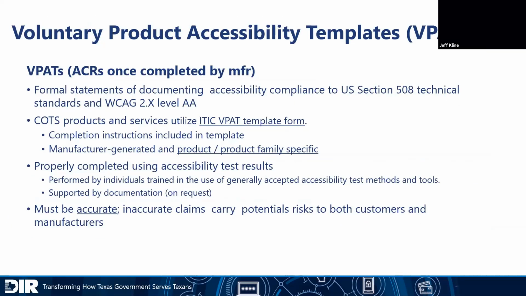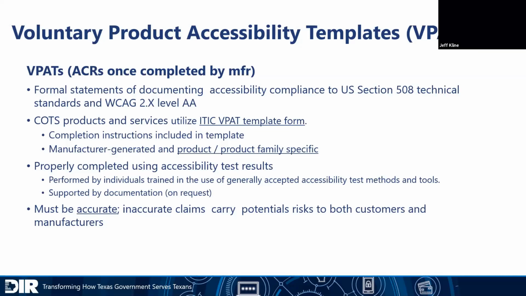So for VPATs, we get a lot of questions on that, and I'm sure that a lot of the folks out there still have questions on them. What they are is formal statements of compliance documenting accessibility to US Section 508 technical standards and WCAG 2.X. I have an X there because there's different levels of that. And from the state of Texas, we don't really care other than it's 2.0 or higher.